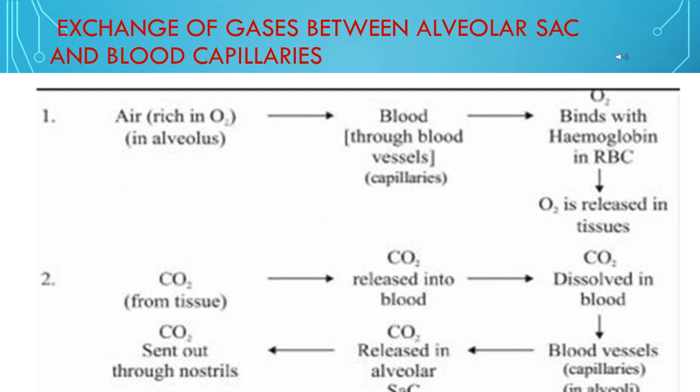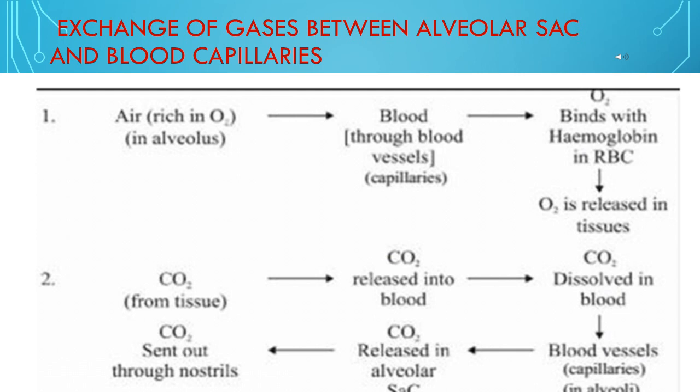Now have a look at the exchange of gases between the alveolar sac and blood capillaries. First, from the alveoli, oxygen diffuses into blood. It includes transport of oxygen from the lungs to the tissues also. For this purpose, a respiratory pigment, that is hemoglobin, is present in RBCs. Oxygen binds with hemoglobin and is transported to all the cells of the body.